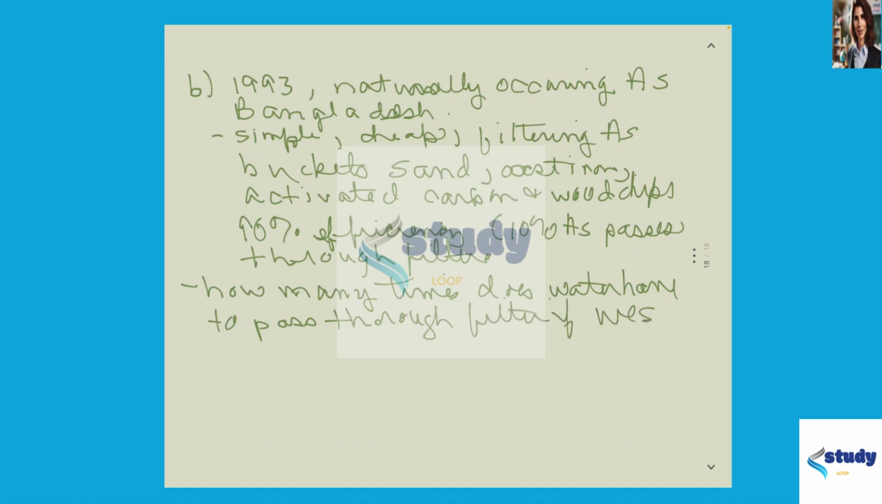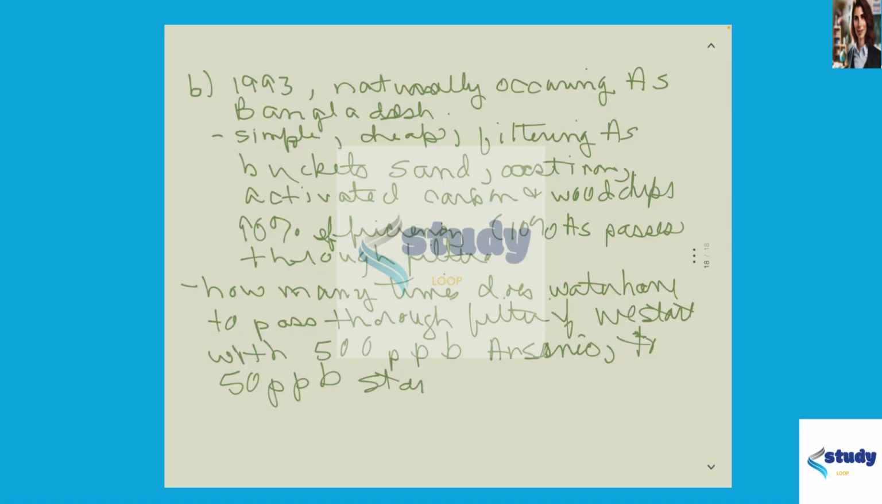If we start with 500 part per billion arsenic, and we want to get it down to the 50 part per billion standard. And that's actually pretty easy. You can probably get this one by looking at it.